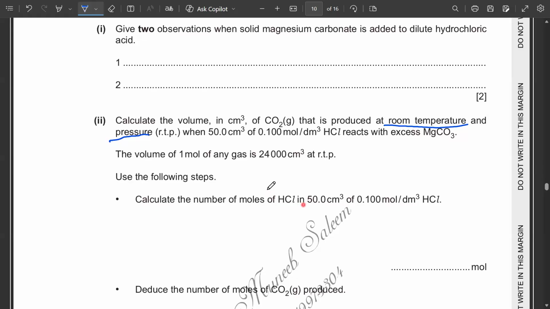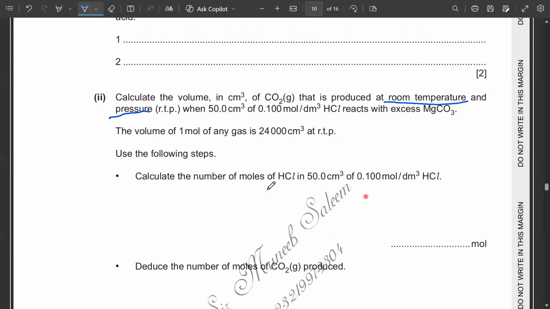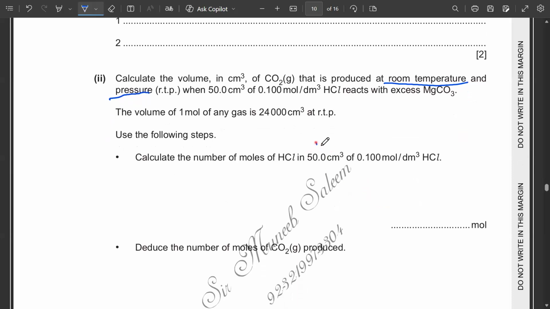Use the following steps. Calculate the number of moles of the HCl in 50 cm cube of 0.1 mole per dm cube HCl. So here we have the volume and this is the concentration. We have to find the number of moles. The simple formula is n is equal to C times V over 1000. So C is equal to 0.1, volume is equal to 50 divided by 1000.